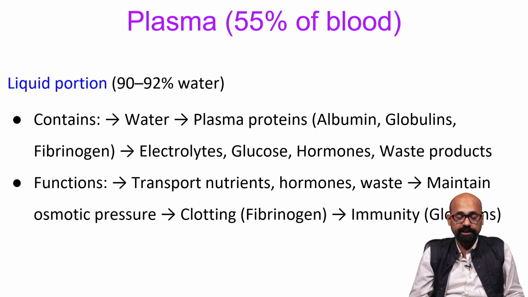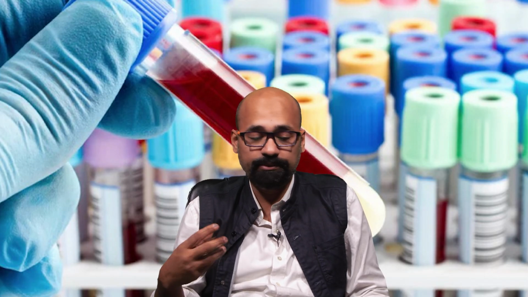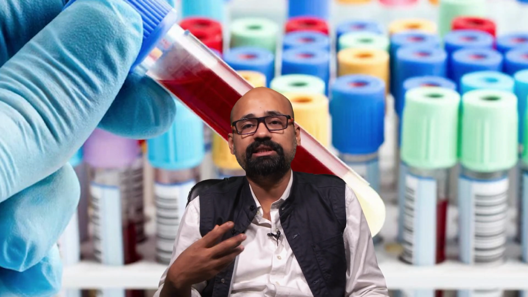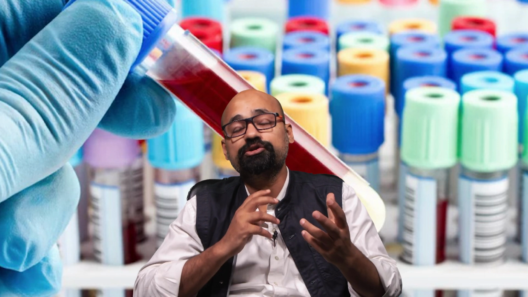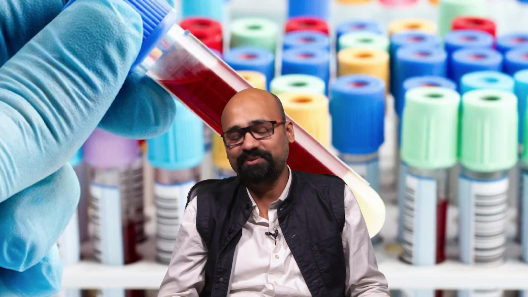The plasma, as we discussed, is 55% of the blood. It is the liquid portion, and 90 to 92% of the plasma is actually water. And apart from water, what are the other 8%? The rest is the proteins, we call them plasma proteins, like albumin, globulin, and fibrinogen. These are the different factors which help to maintain the osmotic pressure, the balance of the fluid.